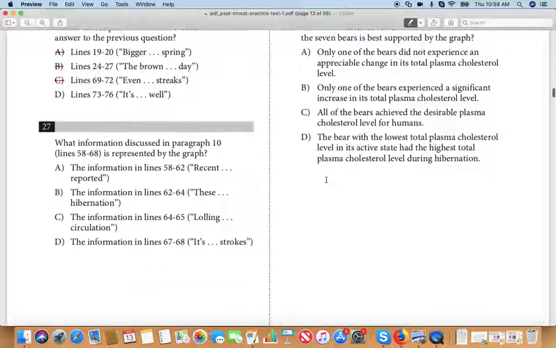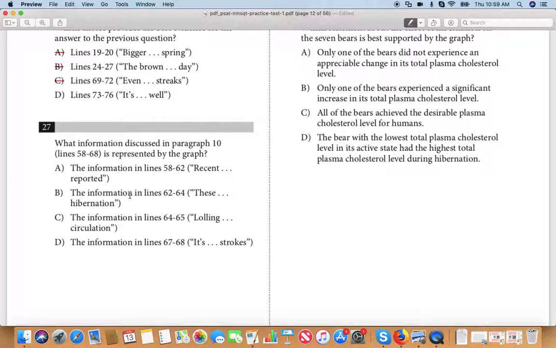Let's go ahead and do 27 for me. I want to finish up this passage. We'll do 27 and 28. Go ahead and read 27, please. What information discussed in paragraph 10, lines 58 through 68, is represented by this graph? Okay, so I guess we could read the whole paragraph, but let's just read the lines and test each set of lines in the answer choices.